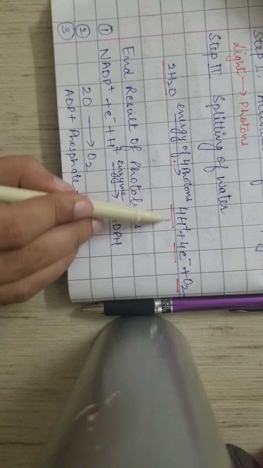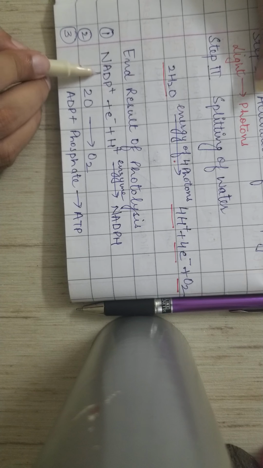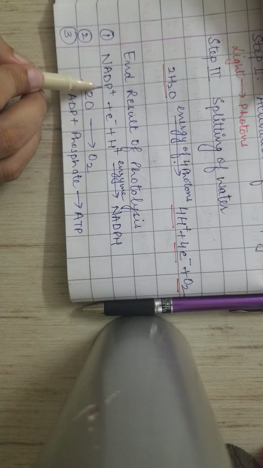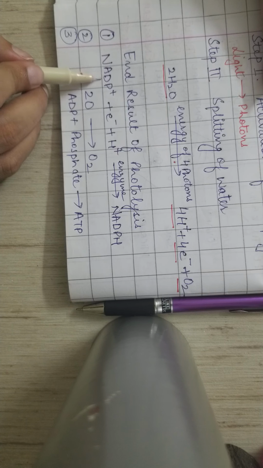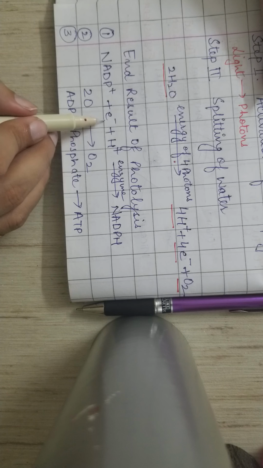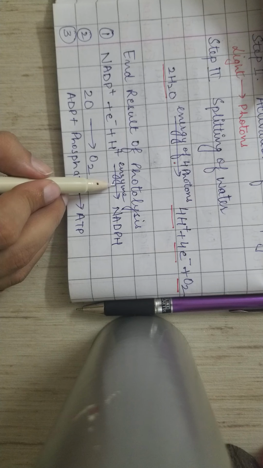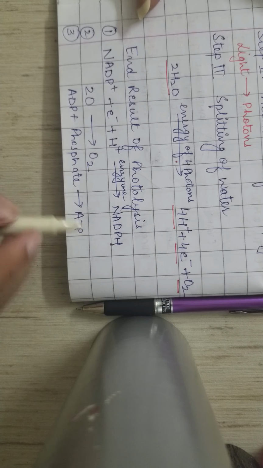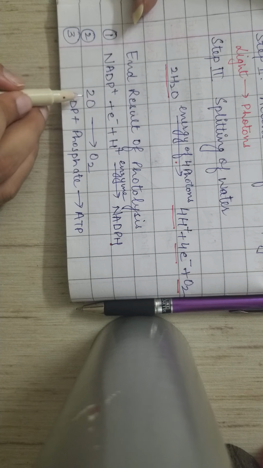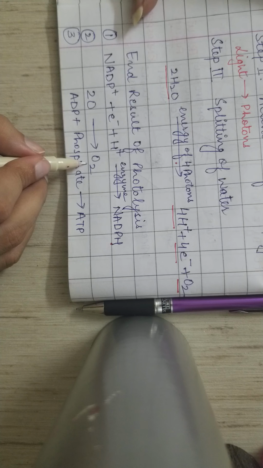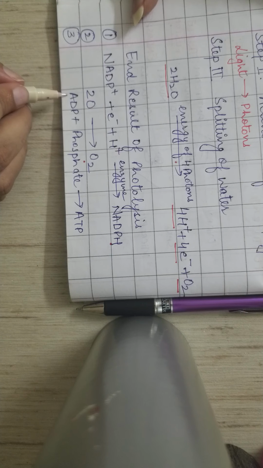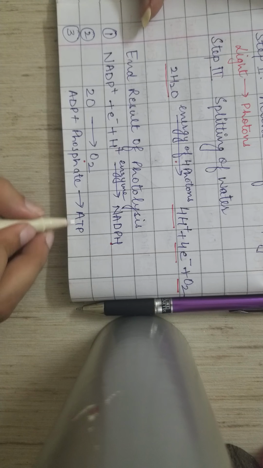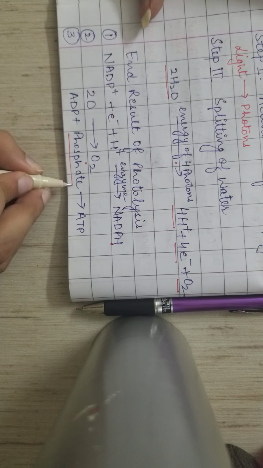The hydrogen ions which are produced are used by NADP, nicotinamide adenine dinucleotide phosphate. It is used by the NADP along with the electrons, and in the presence of an enzyme it will form NADPH. Next, the oxygen ions combine to form oxygen, and ADP, adenosine diphosphate, will lead to the formation of ATP by the addition of a phosphate group.